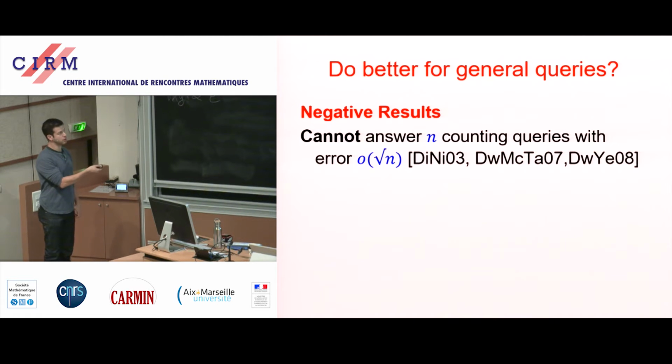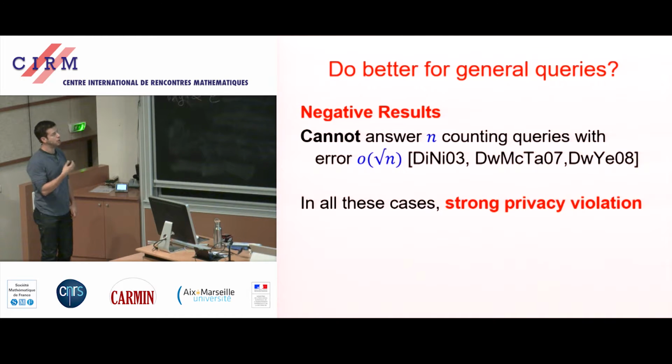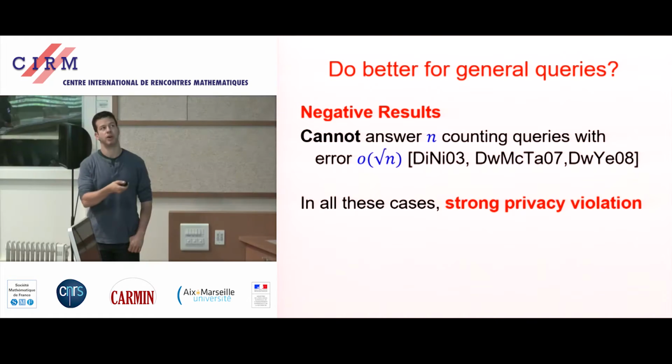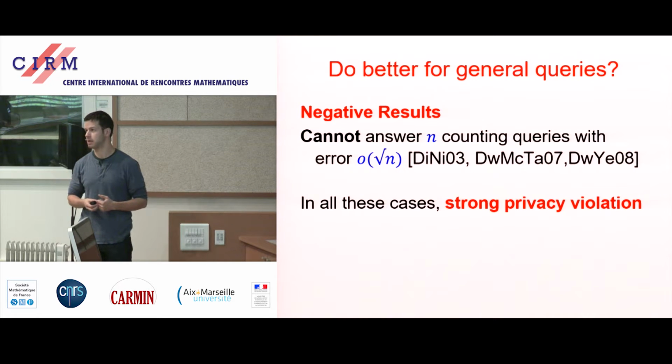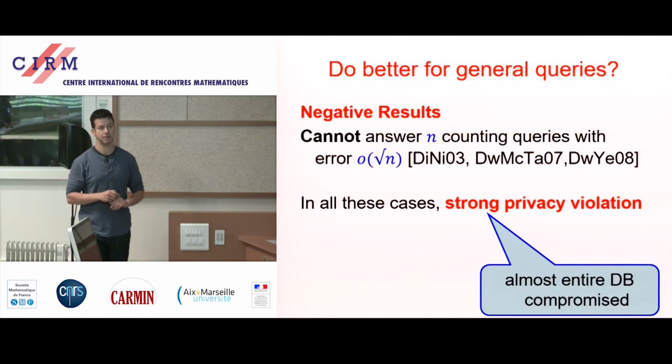This is early work that predated even the formalization of differential privacy. There are examples of n counting queries that we can construct where if you answer them with less than root n noise, you can essentially reconstruct the entire database from the answers. So you get very strong privacy violations. You can't add error less than root n if you're answering n queries.